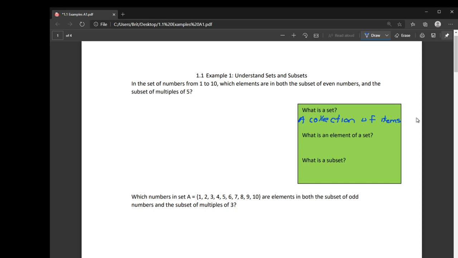An element of a set is just an item within the set. So, for example, my example with the bowl of fruit. Okay, you could have apples, oranges, a banana. So an element would be one of the apples, or an element would be one of the bananas.